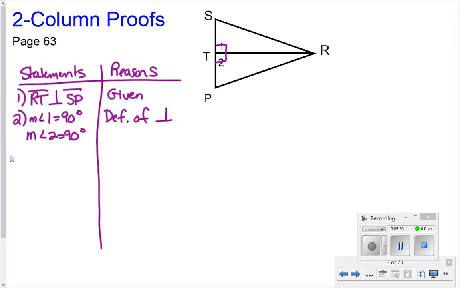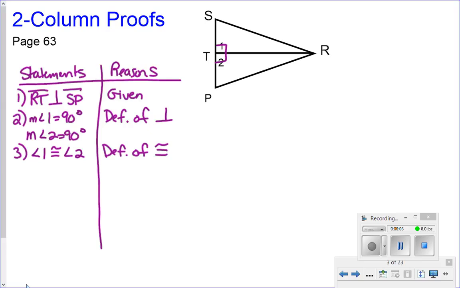So now I'm going to move on. If the measures are both 90 degrees, then I can see that the measures are equal, which means that the angles are congruent. So I'm going to say that angle 1 is congruent to angle 2. And I know that because I know the definition of congruent.